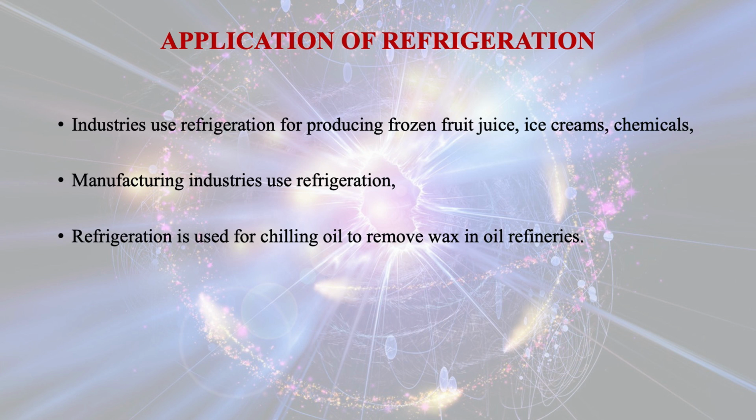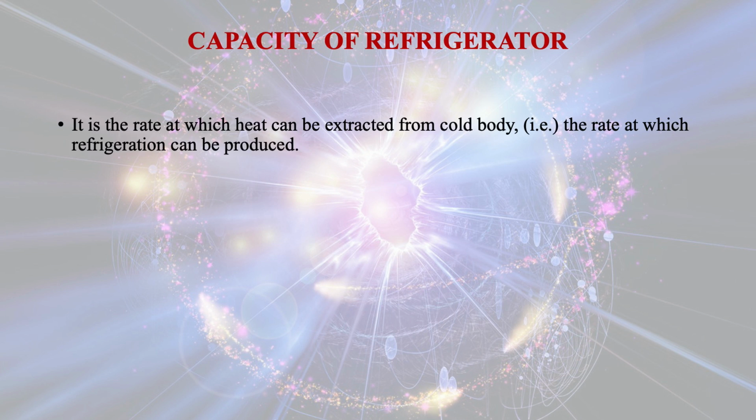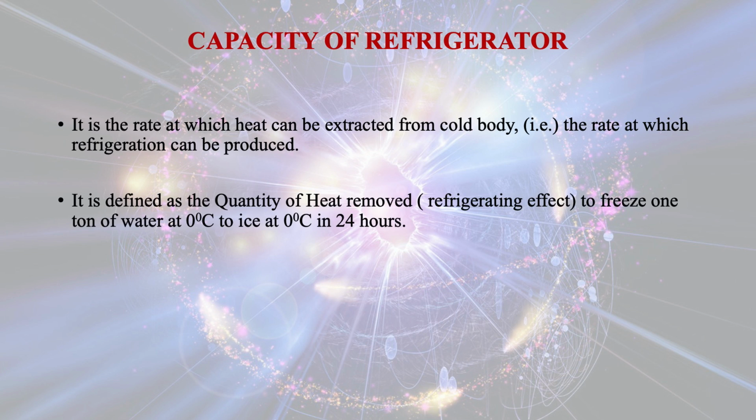Now let us discuss the capacity of a refrigerator. It is the rate at which heat can be extracted from a cold body, the rate at which refrigeration can be produced. It is defined as the quantity of heat removed to freeze 1 ton of water at 0 degree centigrade to ice at 0 degree centigrade in 24 hours.